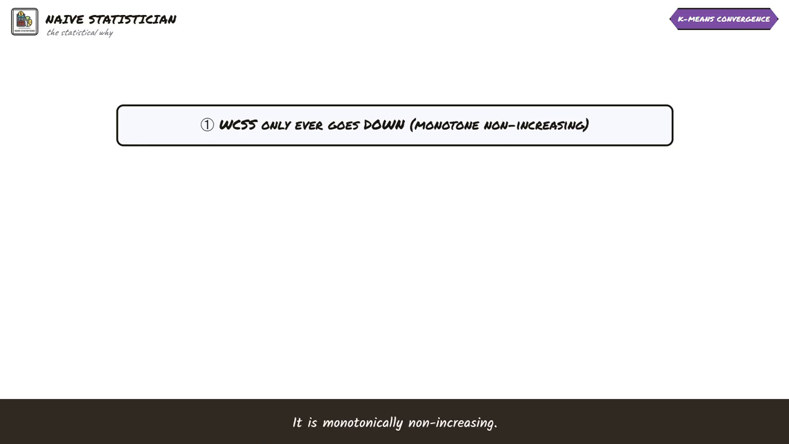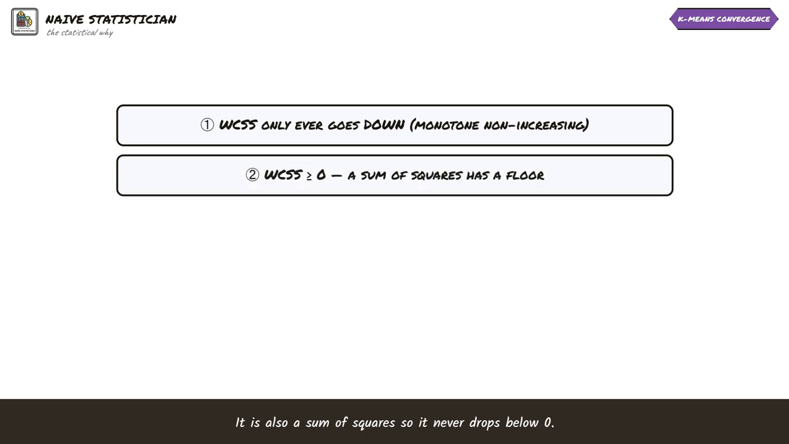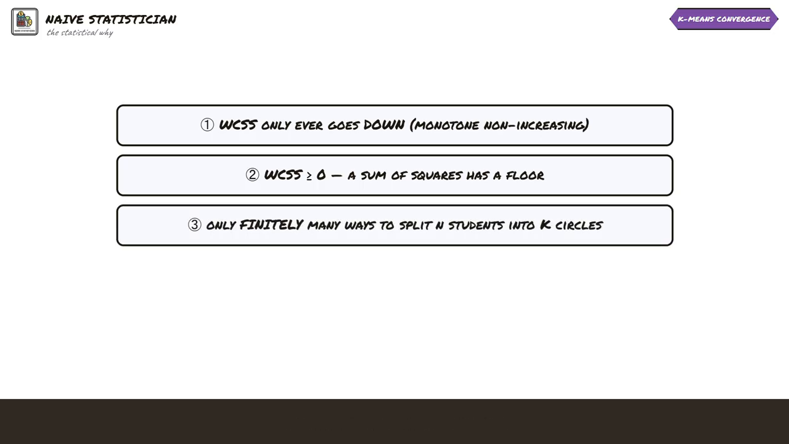It is monotonically non-increasing. It is also a sum of squares, so it never drops below 0. A quantity that keeps falling but has a floor cannot fall forever. The final nail is a counting argument.